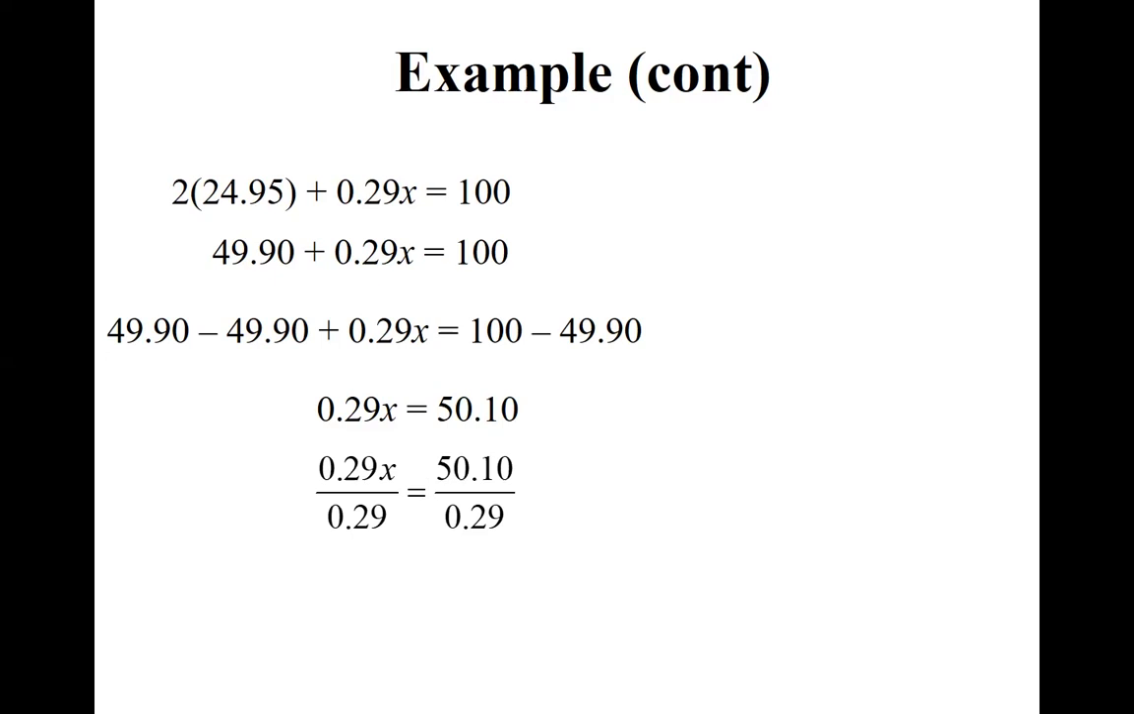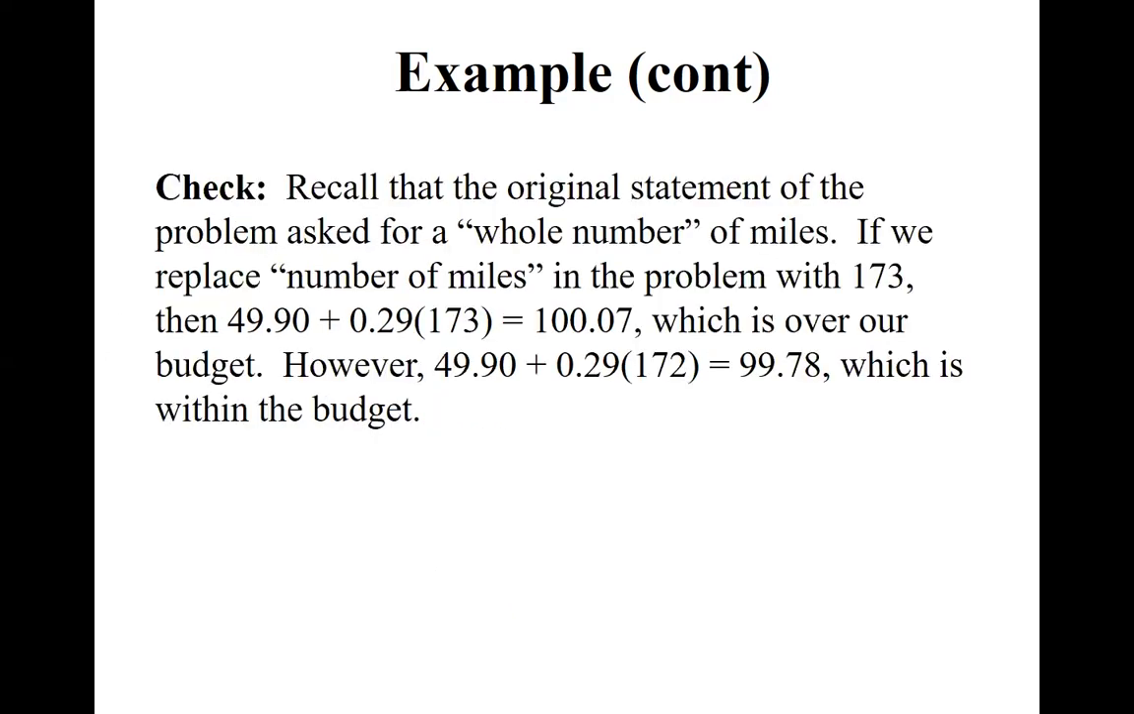The 0.29 divided by 0.29 on the left cancel each other out. That's what we want. And when we divide, we get about 172.75. x was the number of miles. The question, though, let's continue. The question asked for a whole number of miles.